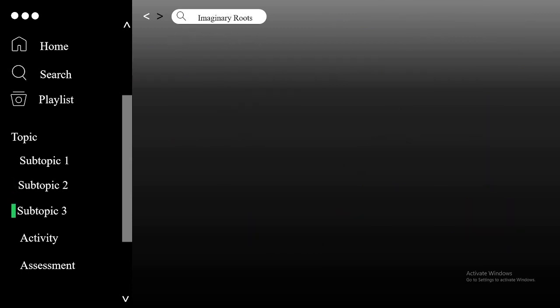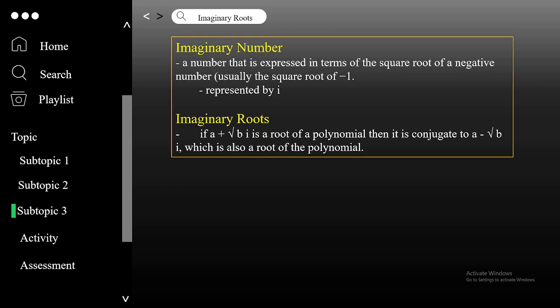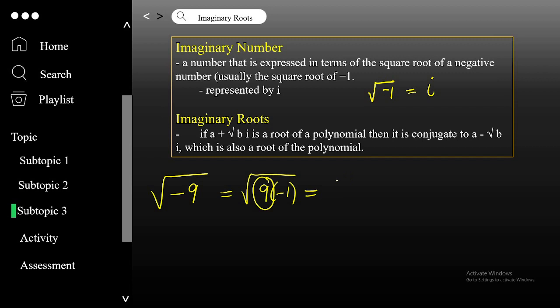Let's have imaginary roots now. An imaginary number is expressed in terms of the square root of a negative number. Take note, the square root of -1 is simply i. It means imaginary. So if I'm going to take the square root of -9, it's not +3. I'm going to factor 9 as 9 times -1. The square root of 9 is 3, and the square root of -1 is equal to i. So this is simply 3i.